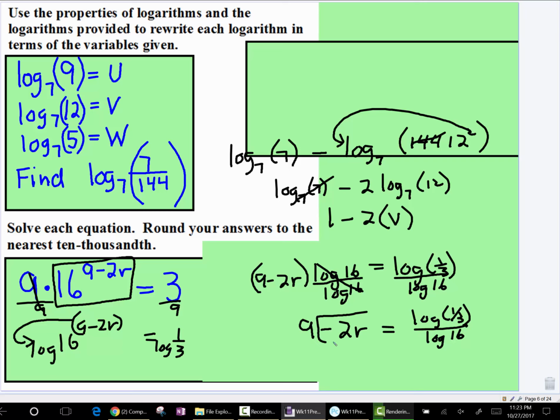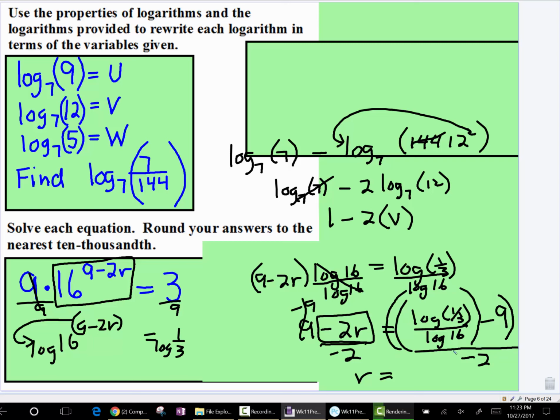We want to get this negative 2r by itself, and then eventually the r. Well, how do you cancel a positive 9? Subtract 9. So we're going to subtract 9. Those cancel. The very last step, we're going to divide everything by negative 2. And now you're going to have to be really, really careful, because this is a parentheses. This is a parentheses. You may as well put that in parentheses.